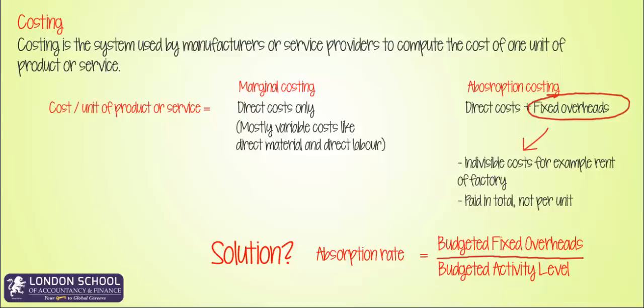Now, the activity level here, the budgeted activity level, can be anything. It can be the number of units that we have produced, it can be the number of hours that we have worked, it can be a percentage of cost, it can be based on any variable. So that's our absorption rate. Now let's talk about absorption costing in a bit more detail.